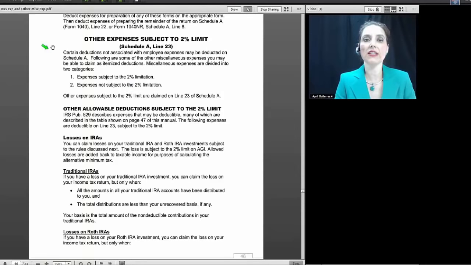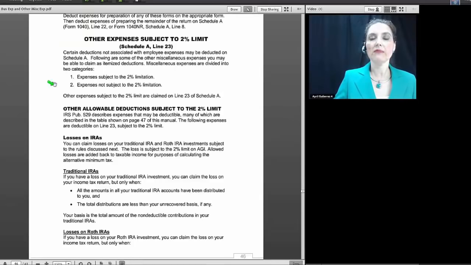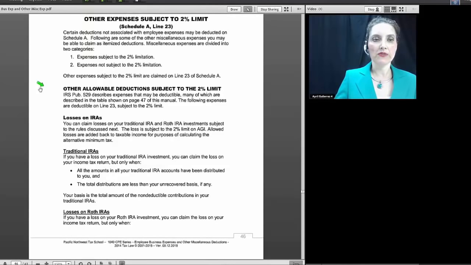Certain deductions not associated with employee expenses may be deducted on Schedule A, and following are some of the other miscellaneous expenses you may be able to claim as itemized deductions. Miscellaneous expenses are divided into two categories. There are expenses that are subject to the 2% limit and expenses that are not subject to the 2% limit. And we're going to talk about the 2% limit ones first.